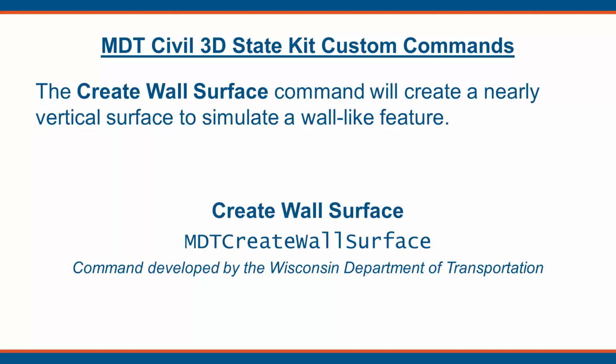Civil 3D cannot create a true vertical edge on a surface. This is a limitation of the application. While it's possible to approximate a vertical edge or face, Civil 3D provides no automation to do this.